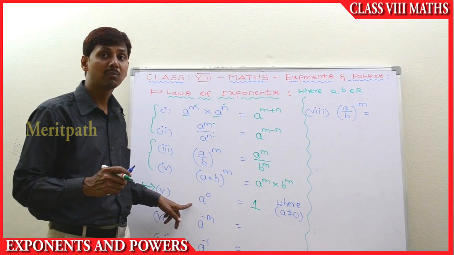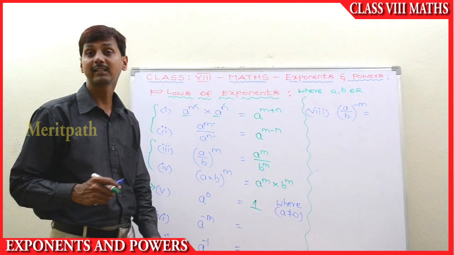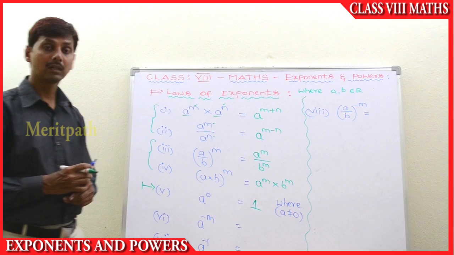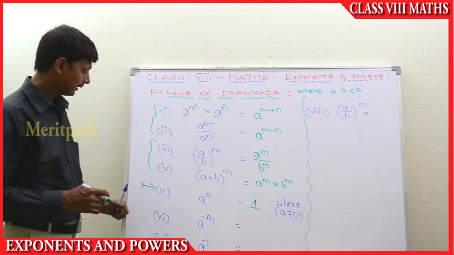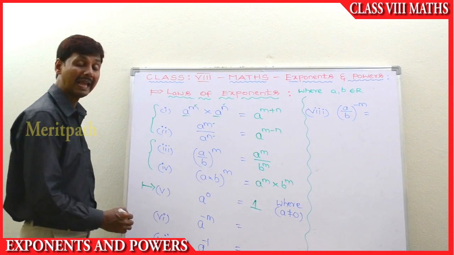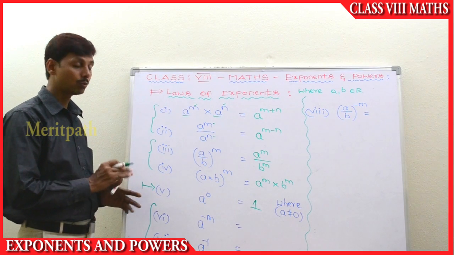Any non-zero real number to the power of 0 is equal to 1. So a to the power of 0 is equal to 1. And coming to the next ones, there is a common relation between rules 6, 7 and 8, all three. So let's take these in one group.